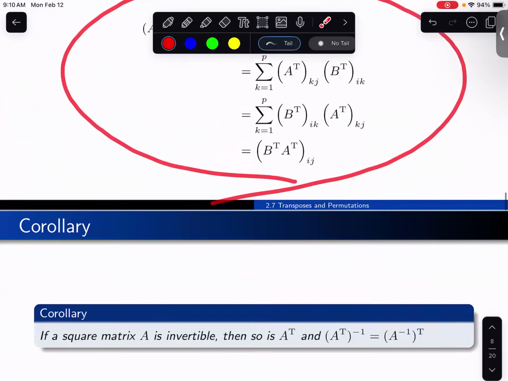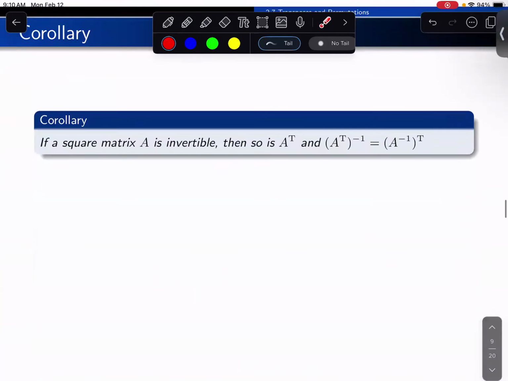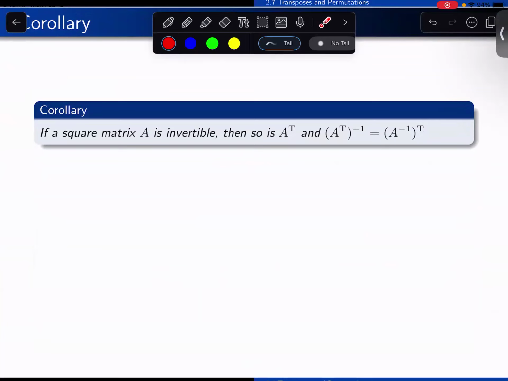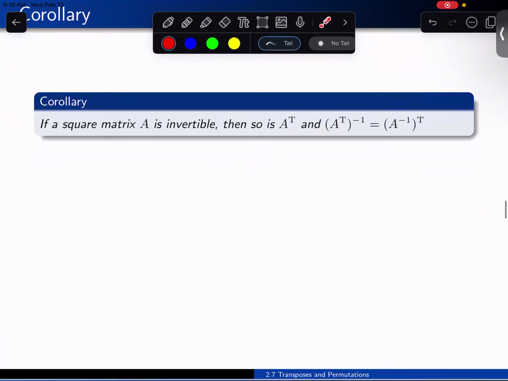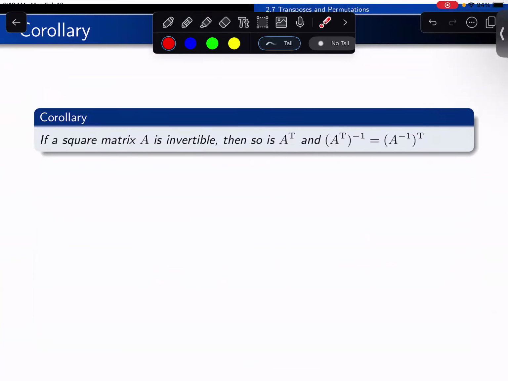I have the formal typed up proof. Continuing with more properties of the transpose, we have the following corollary from the previous proposition: if A is a square matrix that is invertible, then its transpose is going to be invertible as well. More specifically, the inverse of the transpose is the inverse of A, transposed. So you're really just switching the order in which T and -1 show up. Again, the inverse of the transpose is the inverse transposed.